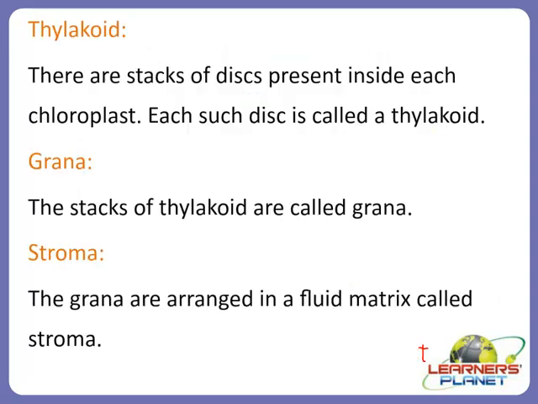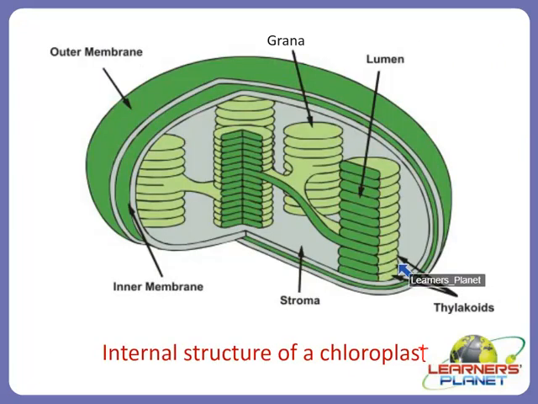What are they and what is actually meant by thylakoid? There are stacks of discs present inside each chloroplast, and each such disc is called a thylakoid. Let us see again, this is a thylakoid. So there are stacks of discs, and each such disc is called a thylakoid. They contain chlorophyll and they help to trap sunlight. That is why green plants are able to make their own food.